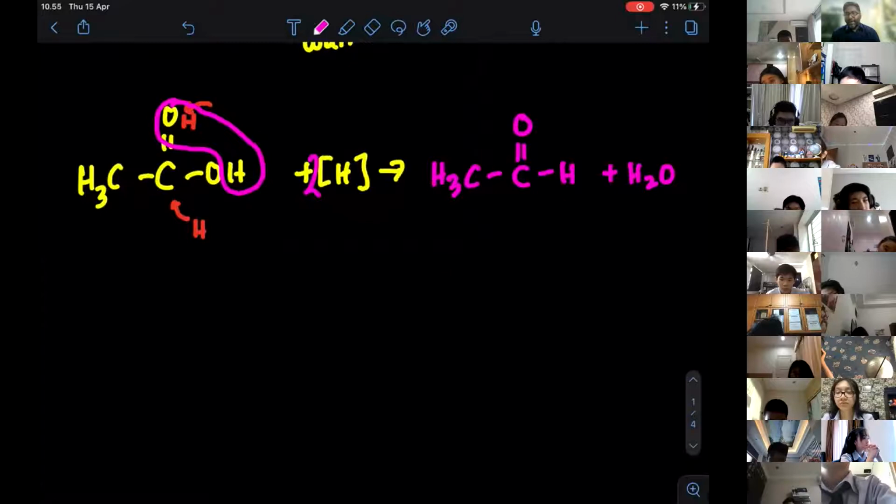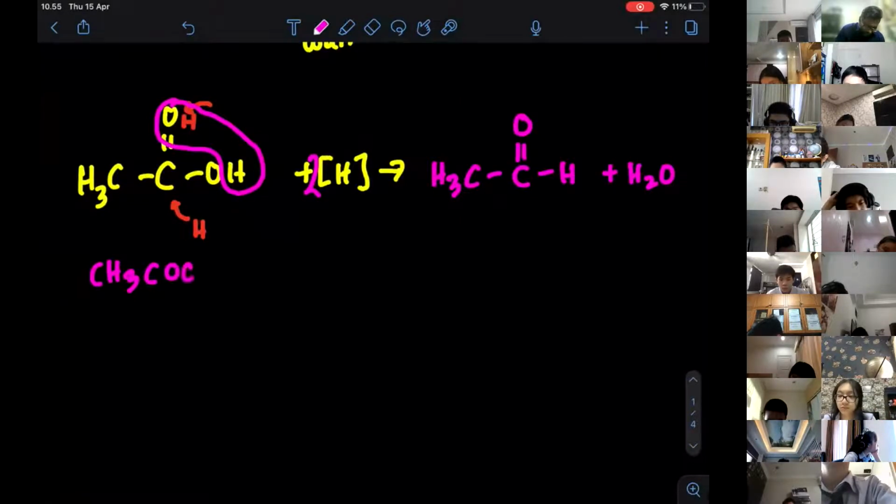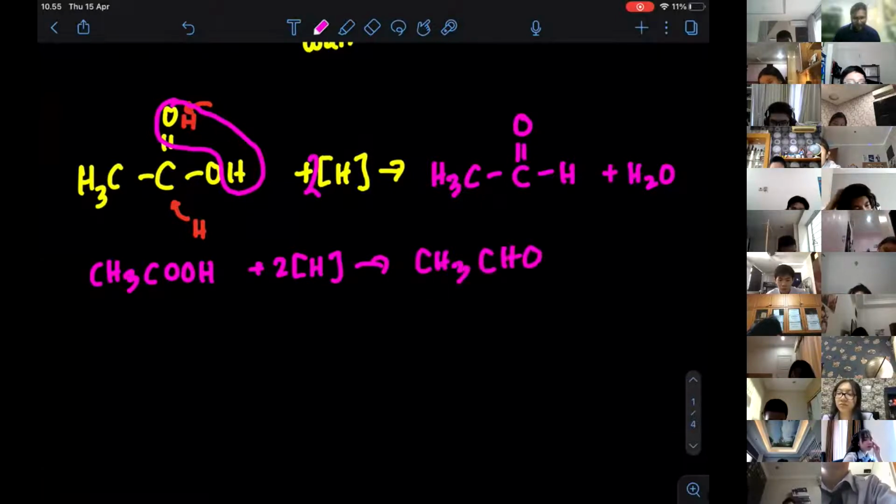So if I write down the equation, I will write down CH3COOH, carboxylic acid, plus 2H, and I'm going to get CH3CHO, it's aldehyde, plus H2O. So I already wrote for carboxylic acid to aldehyde.